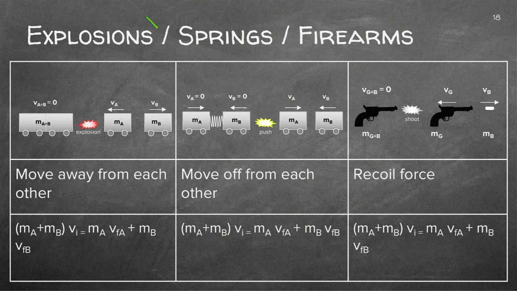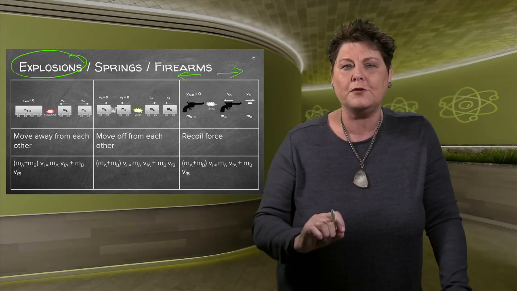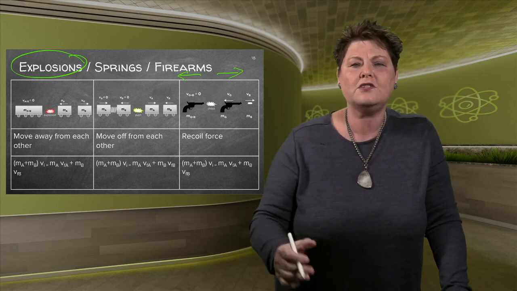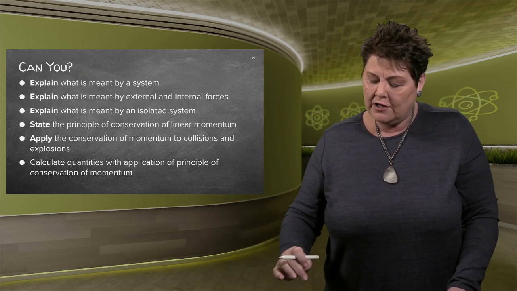So have a look. If it's an explosion, it will probably move away from each other, and have a look at your directions. It's crucial that you always have a look at these. In the next session, we are going to look at examples where we will work out the velocity of the bullet or the velocity of the firearm. So have a look at that.